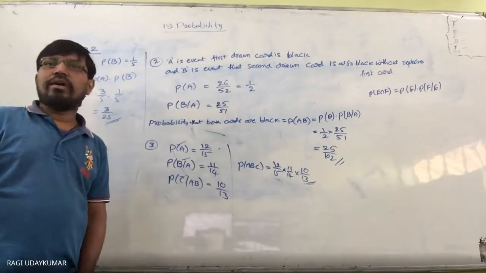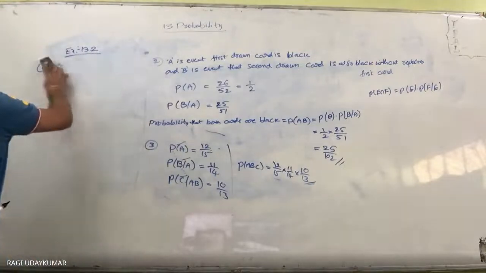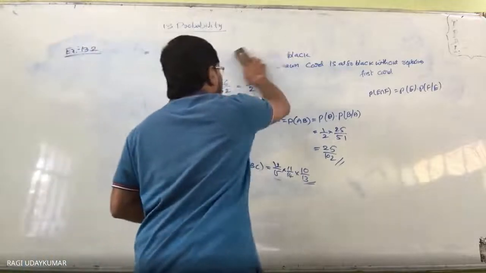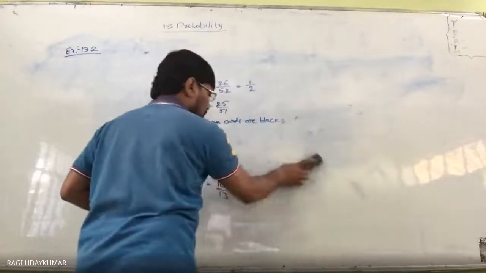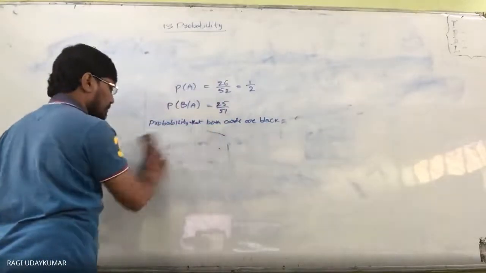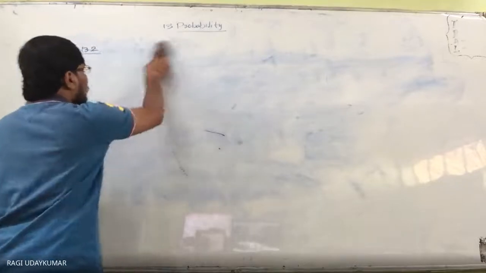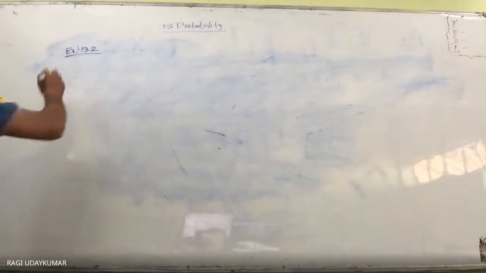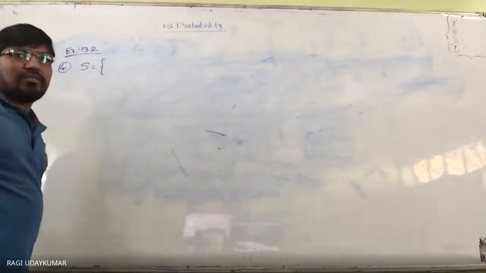Fourth question: a fair coin and an unbiased die are tossed. A is an event that head appears on the coin. So first, what is the sample space? Can anyone say what will be the sample space? A coin is tossed and an unbiased die is thrown. Coin tossed gives head and tail.